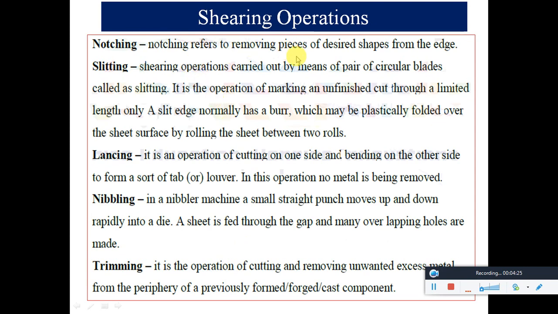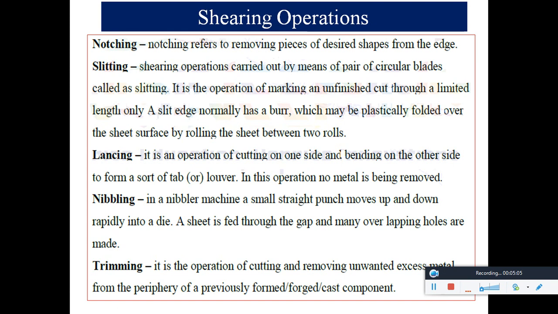Notching refers to removing pieces of desired shapes from the edge, whereas slitting is an operation carried out by means of a pair of circular blades. In this operation, an unfinished cut is made through a limited length only, so we cannot go for a larger length. A slit edge normally has a burr which may be plastically folded over the sheet surface by rolling the sheet between two rolls.